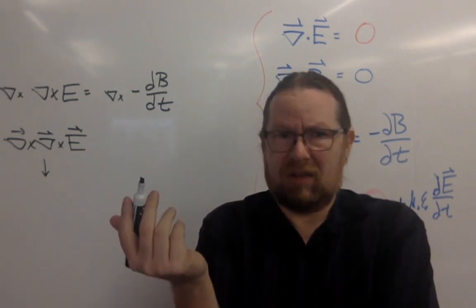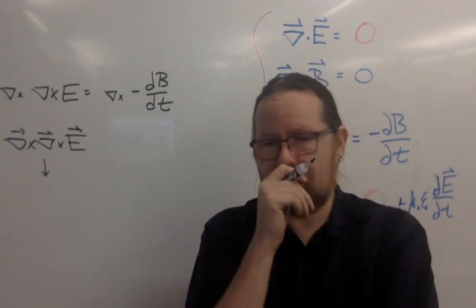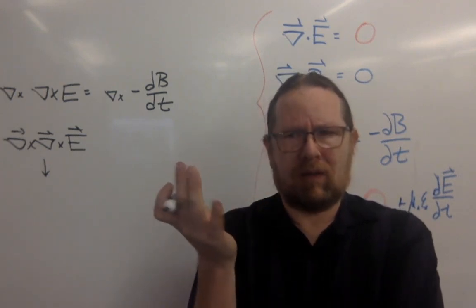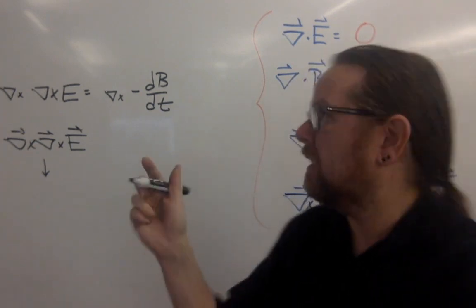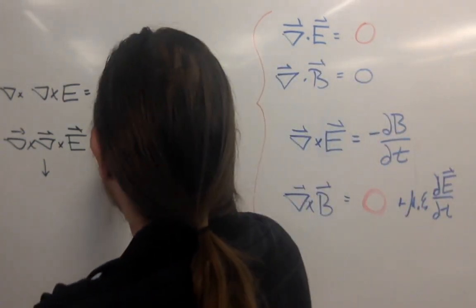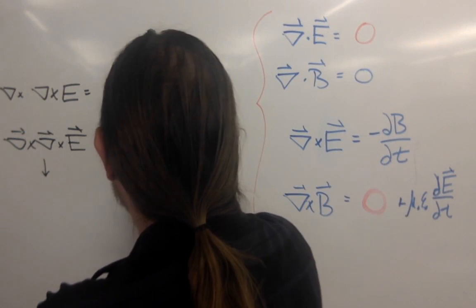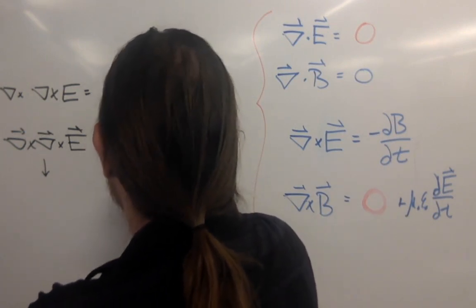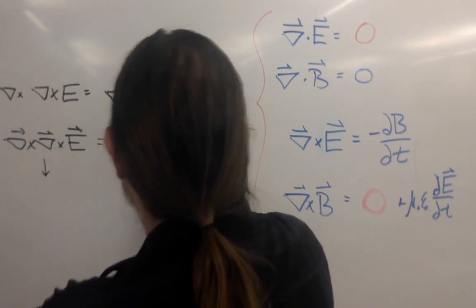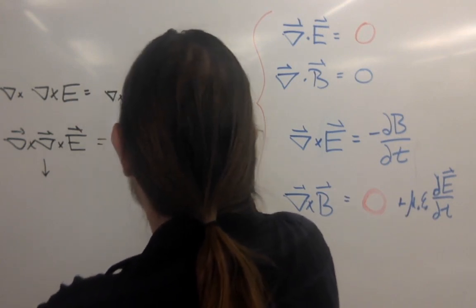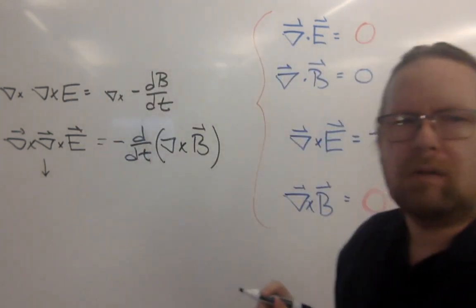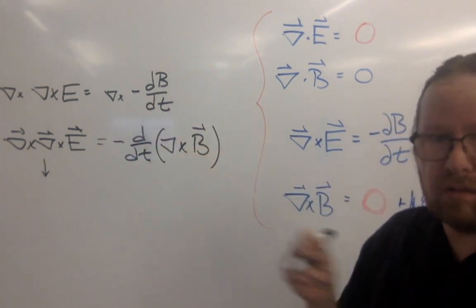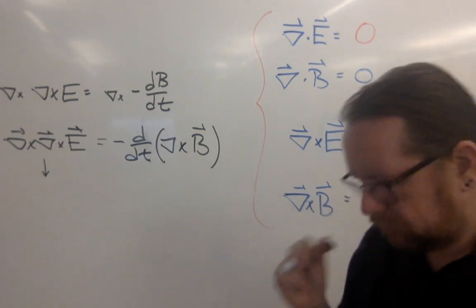Now you might ask, are you allowed to do that? Are you allowed to change the order of that? Because space and time coordinates are independent of one another, just take my word for it that you're allowed to do that. Okay, so this is equal to minus dt of the curl of B. So instead of the curl of the rate of change, I've got the rate of change of the curl.